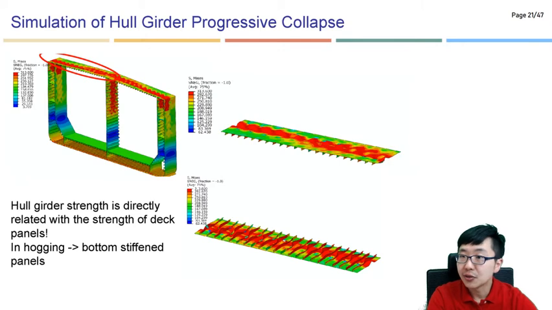So here you could see the simulation result, and the strength is directly related to the strength of the deck in this case, because we apply the vertical sagging moment so that the deck part is compressed. We can see the buckling behavior. In the case of hogging, we need to check the inner bottom or the outer bottom part, as you can see here.